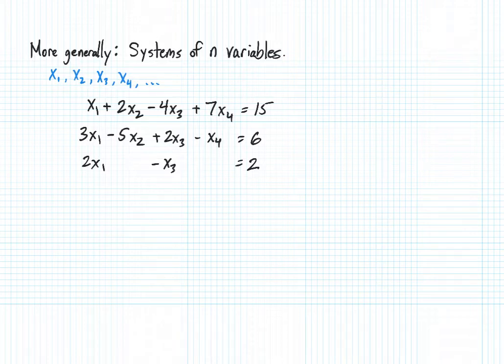So here I have a system of 3 equations in 4 variables. One thing to keep in mind is that the number of equations and the number of variables don't have to be the same. There could be more variables than equations, there could be more equations than variables, there could be the same number. And another thing that's worth pointing out is that this last equation doesn't have all the variables, and that can happen.